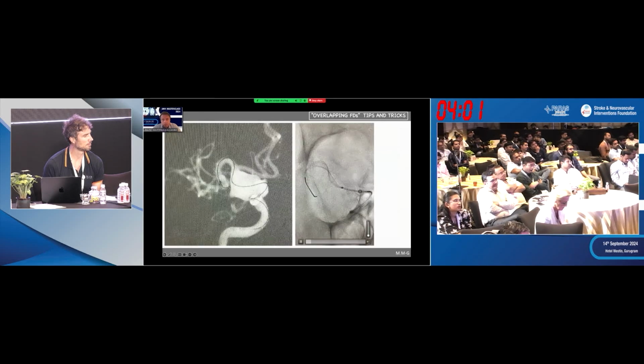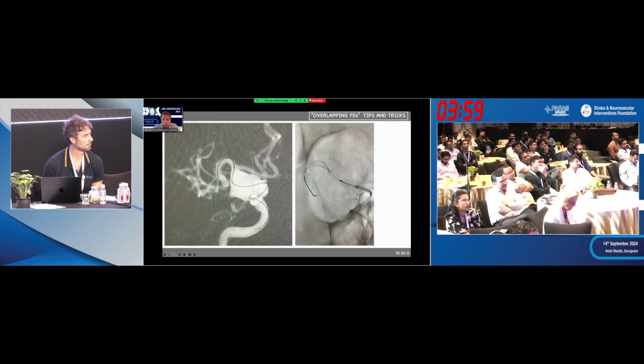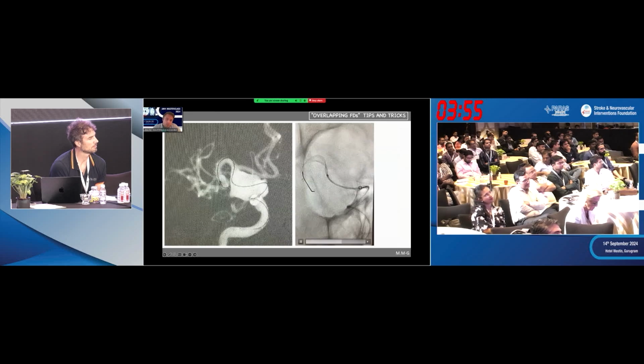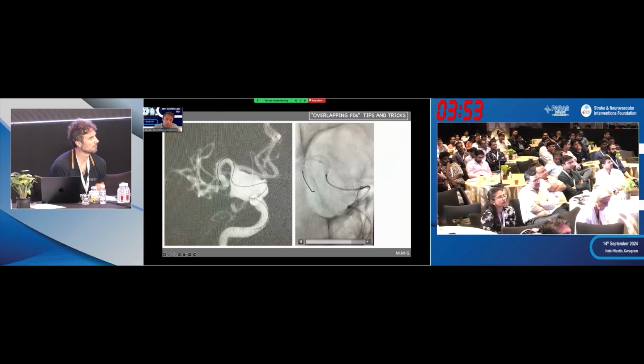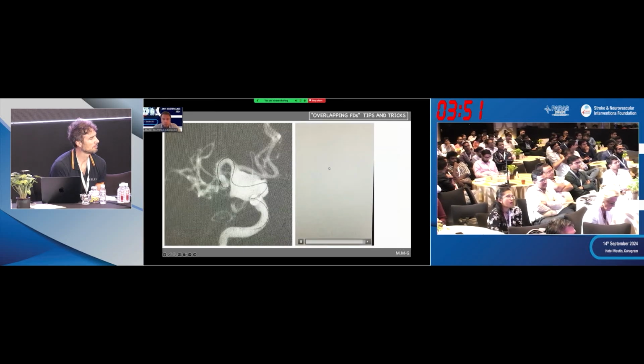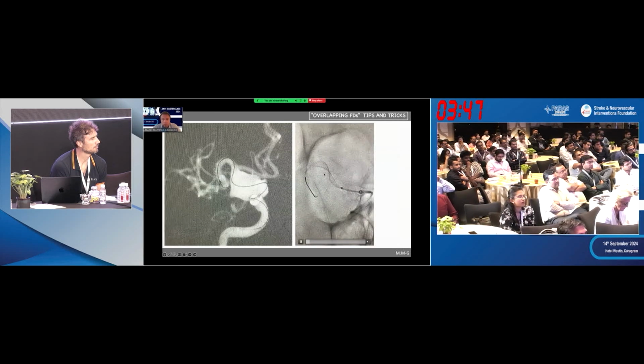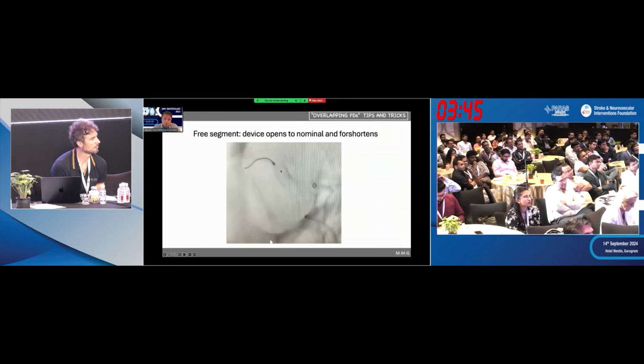So this was a really, really problematic case. You see the tight angulation of the M1 here, and you can imagine how complex it was to deploy. But at the end, we were able to open the device fully, but the device was shortened for sure. And after that, we need to telescope. So this is the situation. You see the flow diameter stent distal in M1, and you have the free segment here.